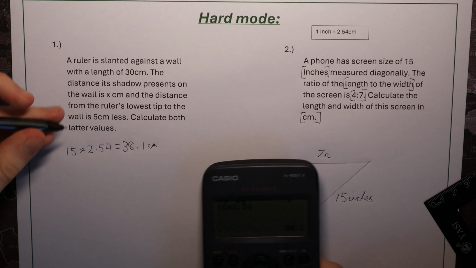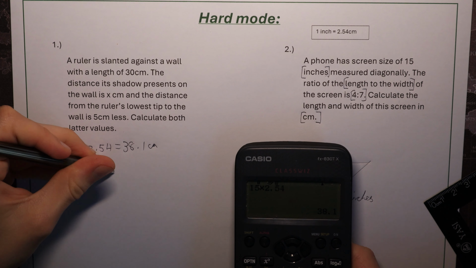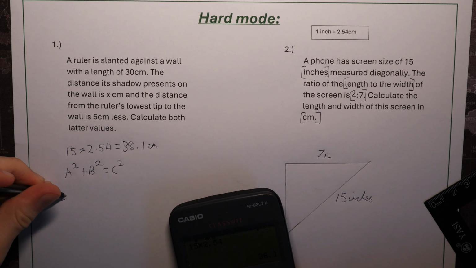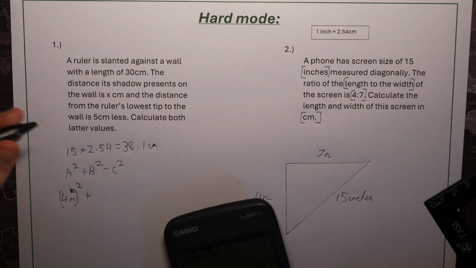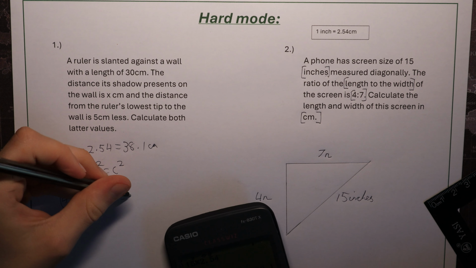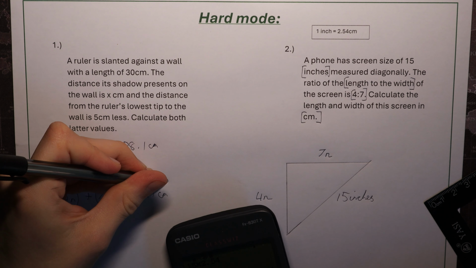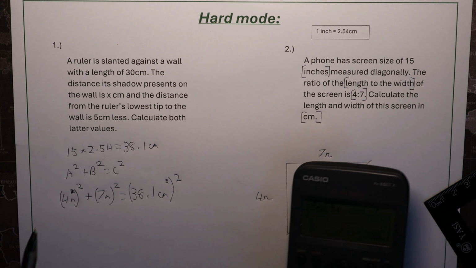After which, we just write a squared plus b squared equals c squared, our Pythagorean theorem. So therefore what we do here is just put (4n) squared, outside the bracket here, plus (7n) squared equals (38.1 centimeters) squared. As you can see, I have now substituted the numbers into this equation.